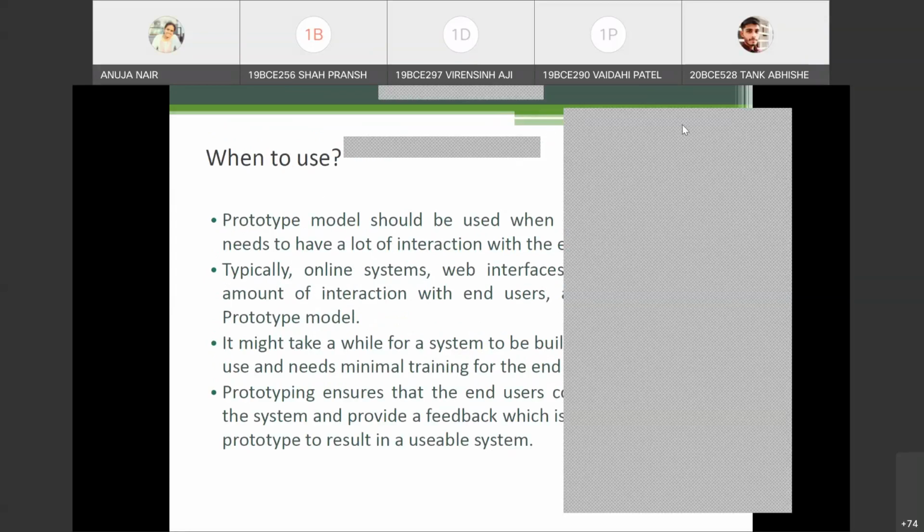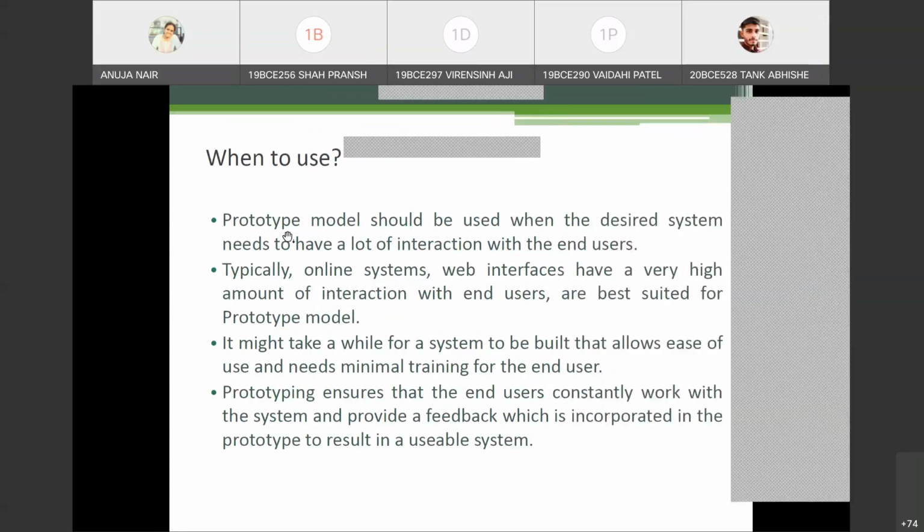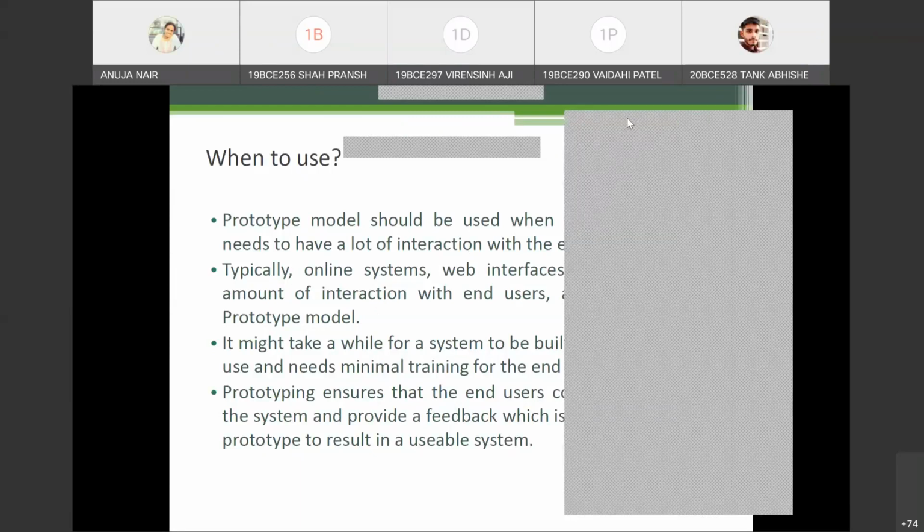Prototype model should be used when the desired system needs to have a lot of interaction with the end user. Typically, online systems, web interfaces have a very high amount of interaction with the end users and are best suited for prototype model. So whenever a scenario is given to you, that in this scenario, which is the best model, if that scenario tells you that a lot of interaction is there, UI is important, web interface is important, then you should directly go for prototype model. Is it clear to all of you, prototype model?